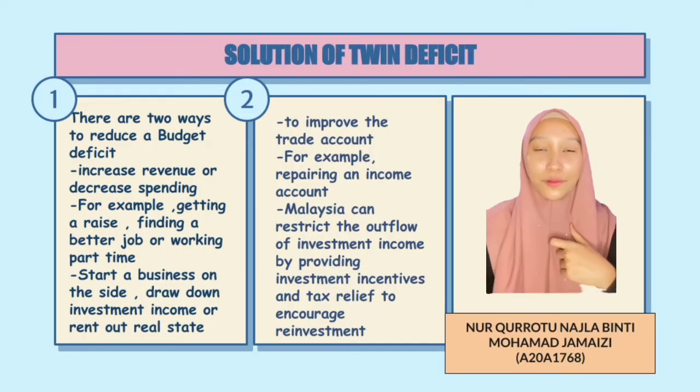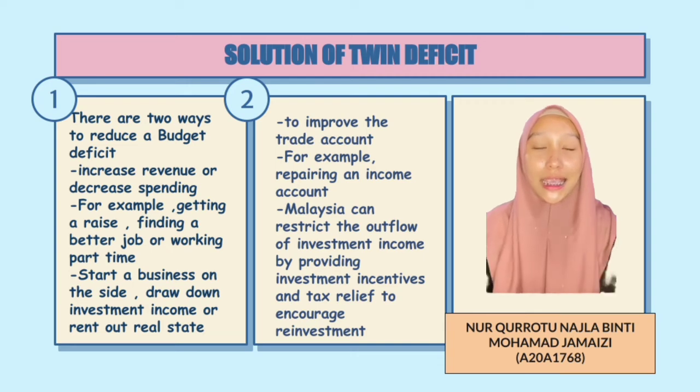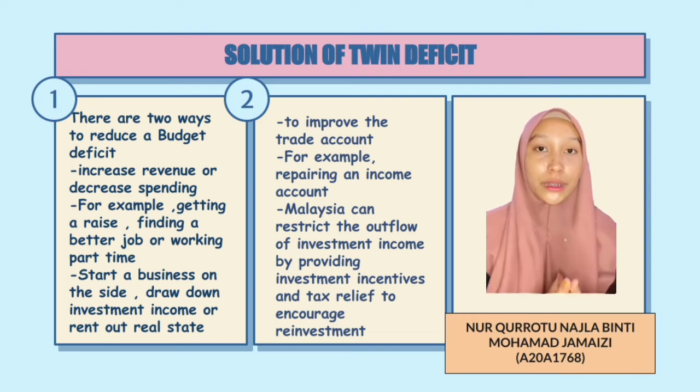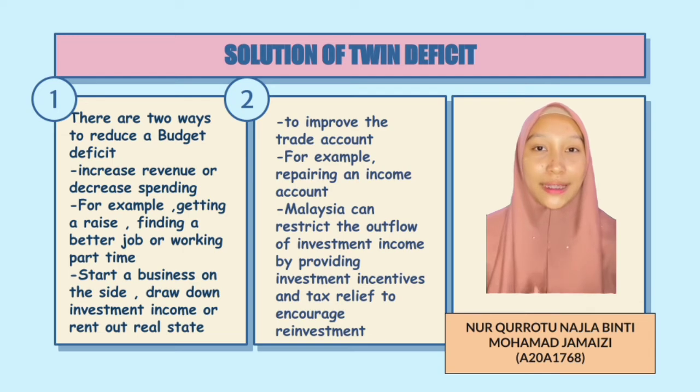Assalamualaikum and hi everyone, my name is Nurul Qurrotu Binti Muhammad Jamaizi and my metric number is 820A1768. Here I want to share about the solution of twin deficit. There are two ways to reduce a budget deficit. First and foremost, increase revenue or decrease spending. For example, increase revenue by getting a raise, finding a better job or working part-time. In addition, you can start a business on the side, draw down investment and rent out real estate.